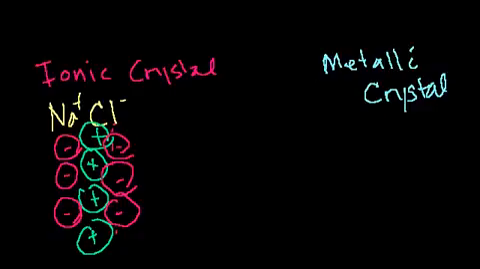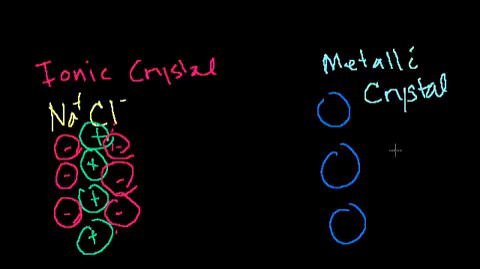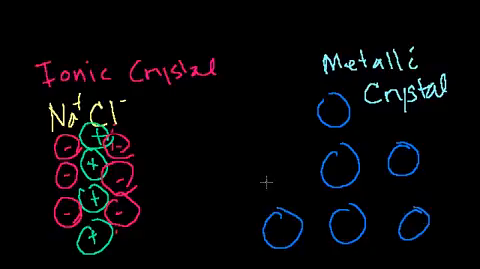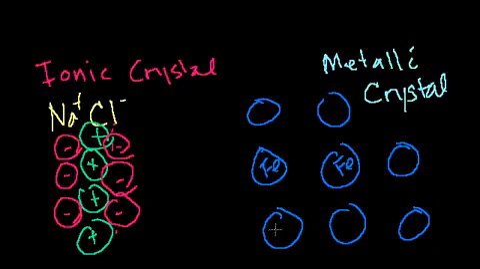Now the metallic crystal we've talked a lot about. Metals like to get rid of their electrons, or not get rid of them, they like to share them. So in the case of iron, you have a bunch of iron atoms. This is all iron, and their electrons are allowed to roam free in the neighborhood.